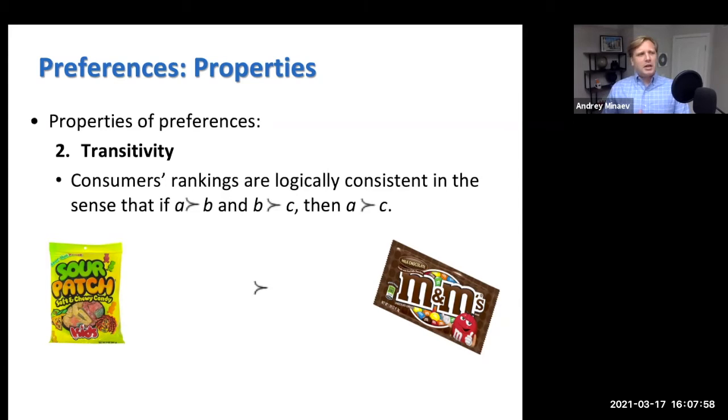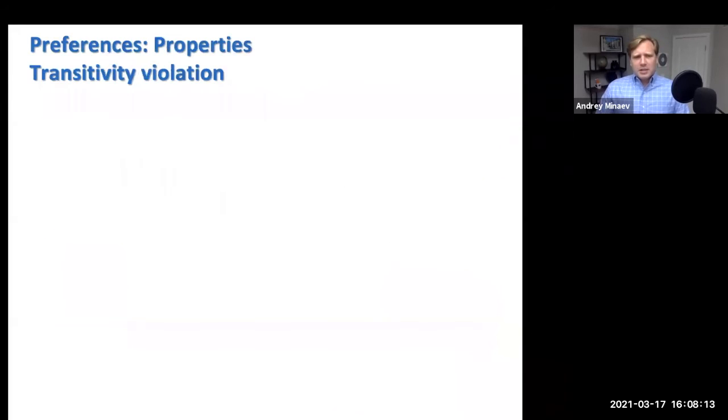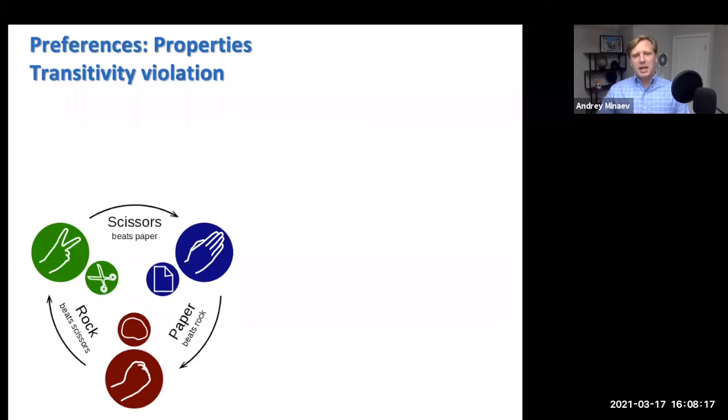Transitivity is actually violated more often than completeness. So some preferences that we really have in day-to-day life might not be transitive. Let me provide you a couple of examples. The first example is pretty easy. I'm 100% sure that all of you have played this game previously. It is just scissors, paper, and rock.